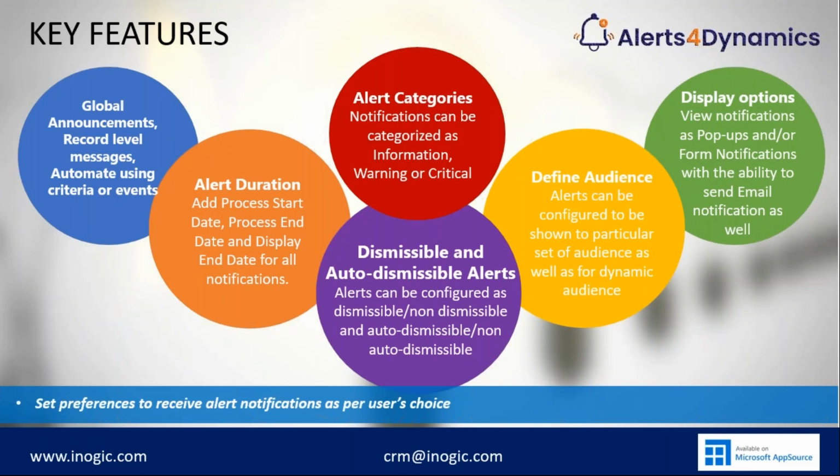Currently Alerts for Dynamics supports 4 different types of alerts. To start off with, an announcement based alert, also called a global information based alert, the record based alert, the rule based alert, also called a condition based alert, and an event based alert. All these different types of alerts I will be showing you in detail while demonstrating.